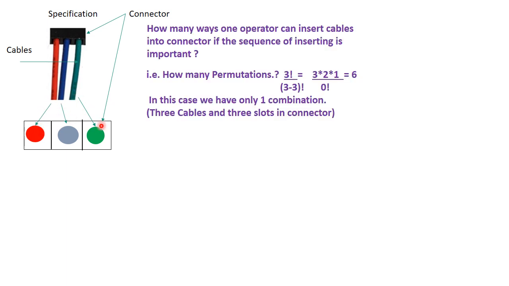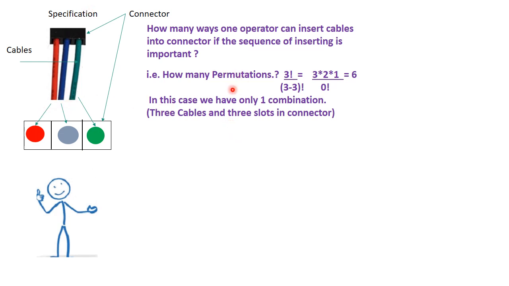Here is shown the image of a connector with three cables inserted into it: red, blue and green. The same thing I have shown here. It is red, blue and green. Now let us see how many ways one operator can insert cables into the connector if the sequence of insertion is important. As per specification, it should be first red, then blue and green.